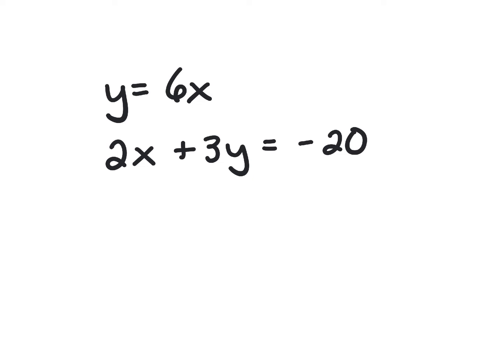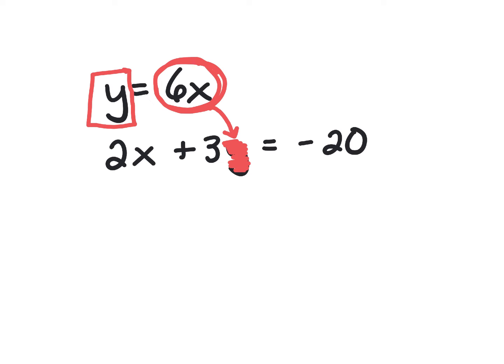So what we're going to do is we're always going to look for a variable that's by itself. So what I mean is like this y is on one side of the equal sign by itself. And we're going to take what it's equal to. It says that y is equal to 6x, and we're going to substitute that into the other equation, and we're going to put it in place of the y. So since 6x is equal to y, it should be able to take the place of the y. The y won't be there anymore.